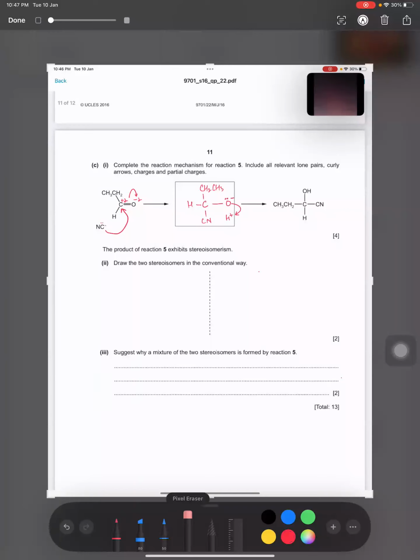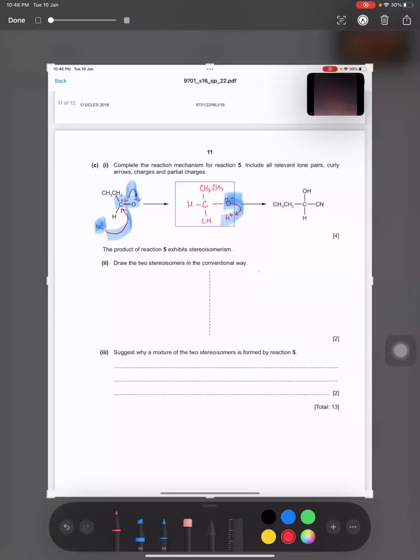So keep in mind the 1 mark for this lone pair and this attack, second mark for these partial charges and this attack, third mark for this lone pair and the overall intermediate charge, and the 4th mark for this attack, right? So you will have these 4 marks in this question, and then they are asking for what?